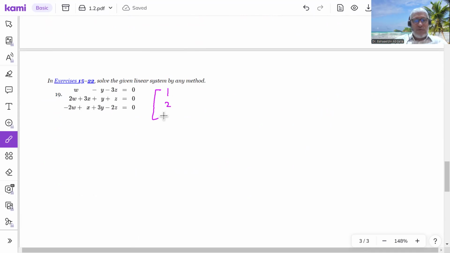W, I have 1, 2, -2. For X, there is no X here, but I have 3, I have 1. For Y, I have -1, 1 and 3. For Z, I have -3, 1, and -2. And the constants are 0. So this is a homogeneous system. It's a homogeneous system, and we have 4 variables and 3 equations. So the system has infinitely many solutions.